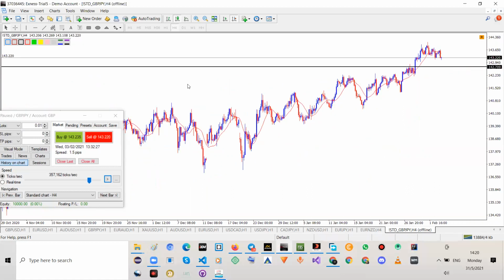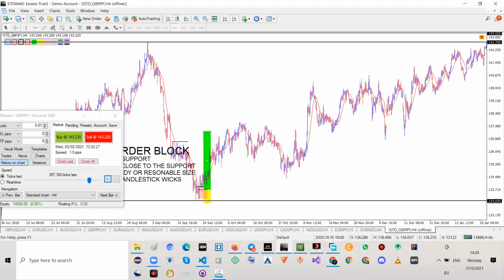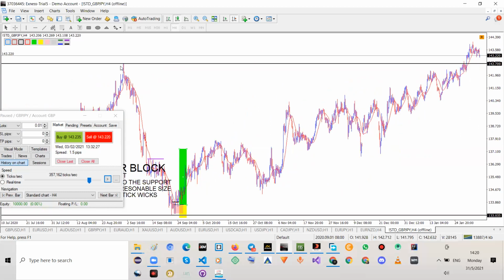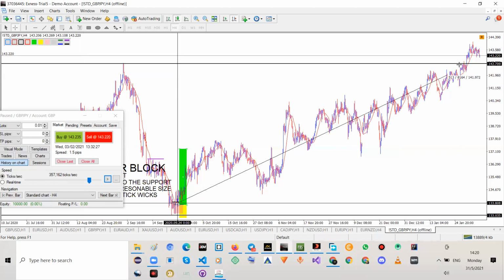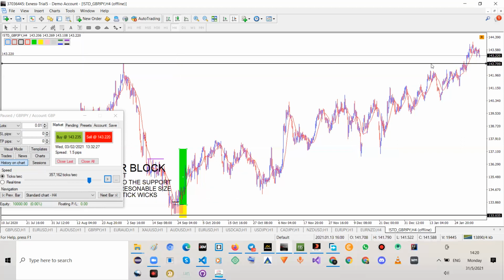As you can see, price easily reached the swing high here, and that's over 800 pips. That's over 800 pips, guys.